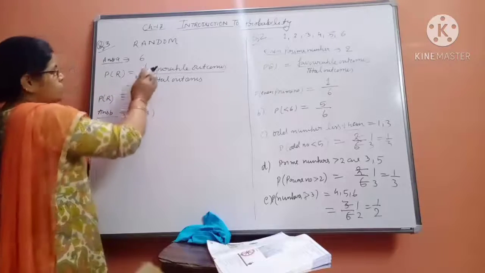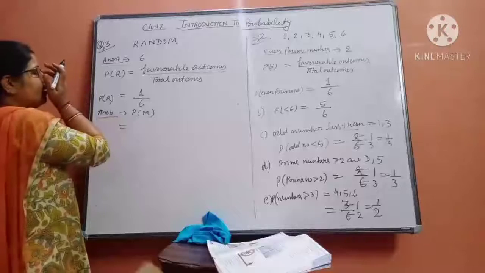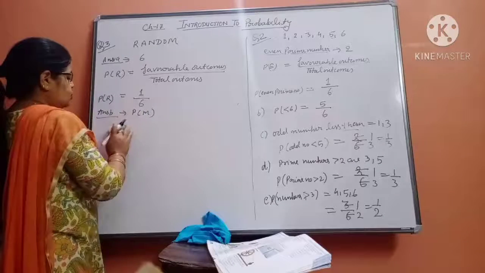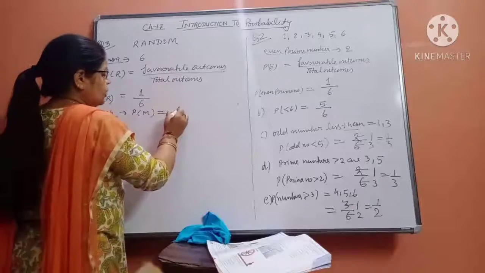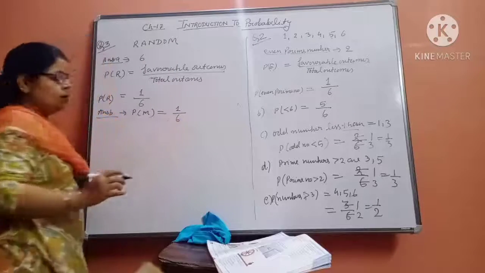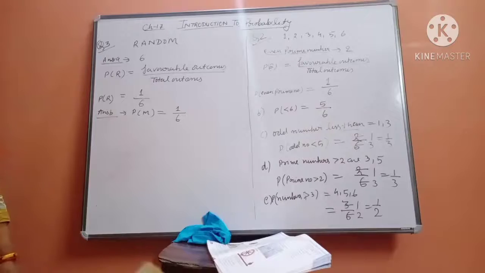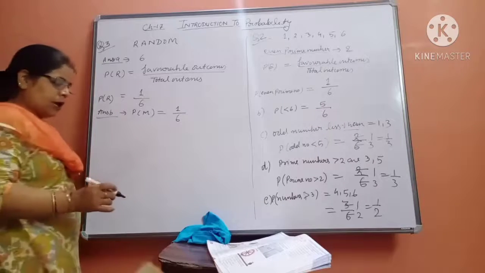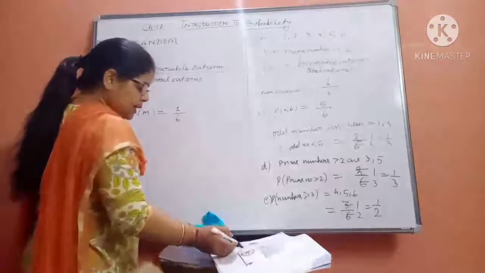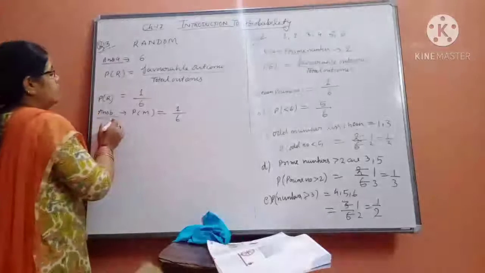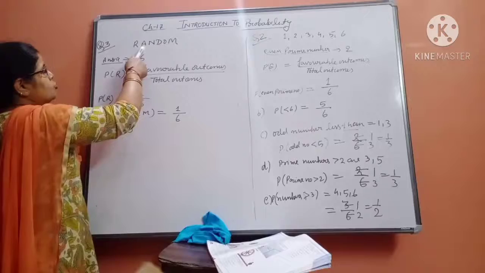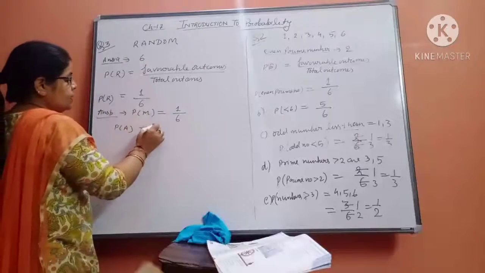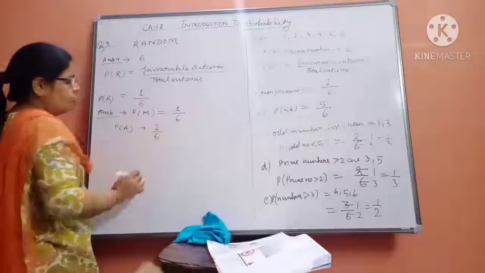Already the formula we have written. So probability of M, P(M) is equal to, M, how many times is there? Only 1 again. So its probability is also 1 upon 6, favorable outcome upon total outcome. Okay. Now see the probability of A. Probability of A is also one single time there. So its probability is also 1 upon 6.